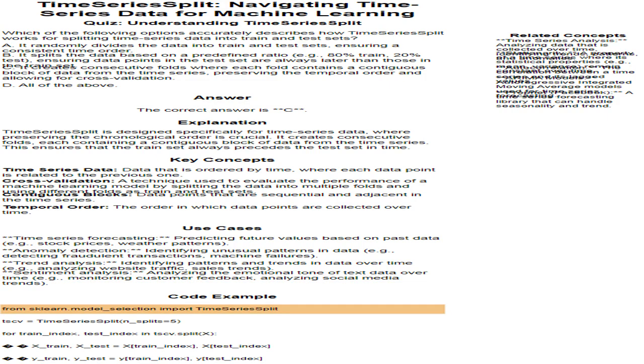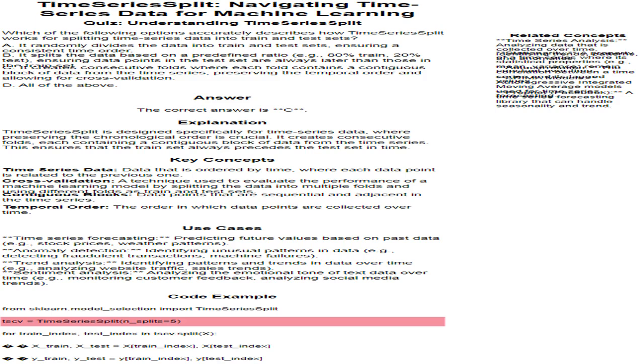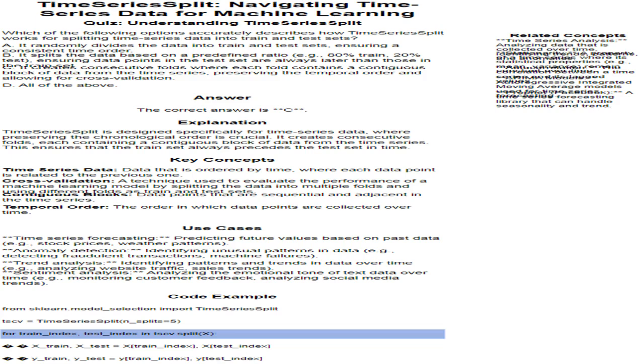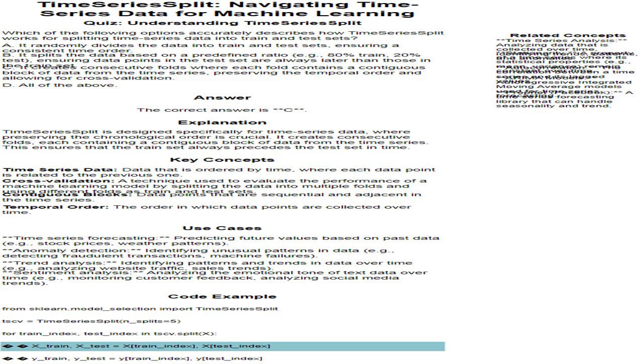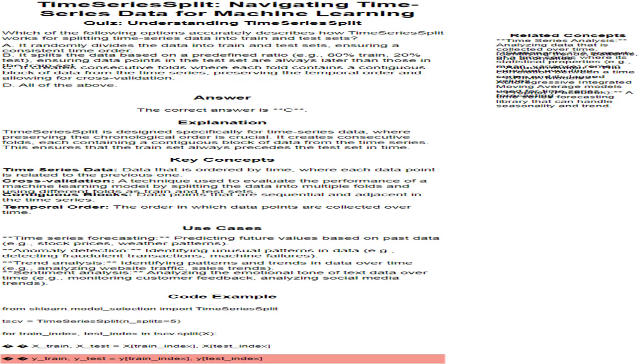From sklearn.model_selection import TimeSeriesSplit. tscv = TimeSeriesSplit(n_splits=5). for train_index, test_index in tscv.split(X): X_train, X_test = X[train_index], X[test_index]; y_train, y_test = y[train_index], y[test_index]. This code snippet demonstrates how to use TimeSeriesSplit in Python to create folds for cross-validation. It initializes a time series split object with 5 splits and then iterates through the folds, extracting the train and test indices for each fold.